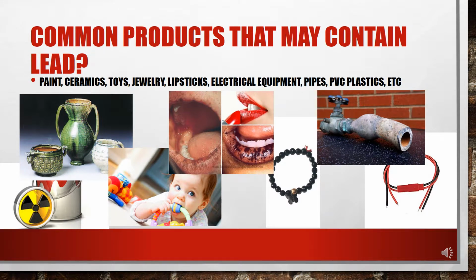So what are the common products that may contain lead? Paint, ceramic, toys, jewelry, lipstick, electrical equipment, pipes, PVC plastics, and more. Take a second to look at the photos below. Each of them are products that most people use every day that contain lead. Going from left to right, we see again lead-based paint. Next, we see lead-based pottery.